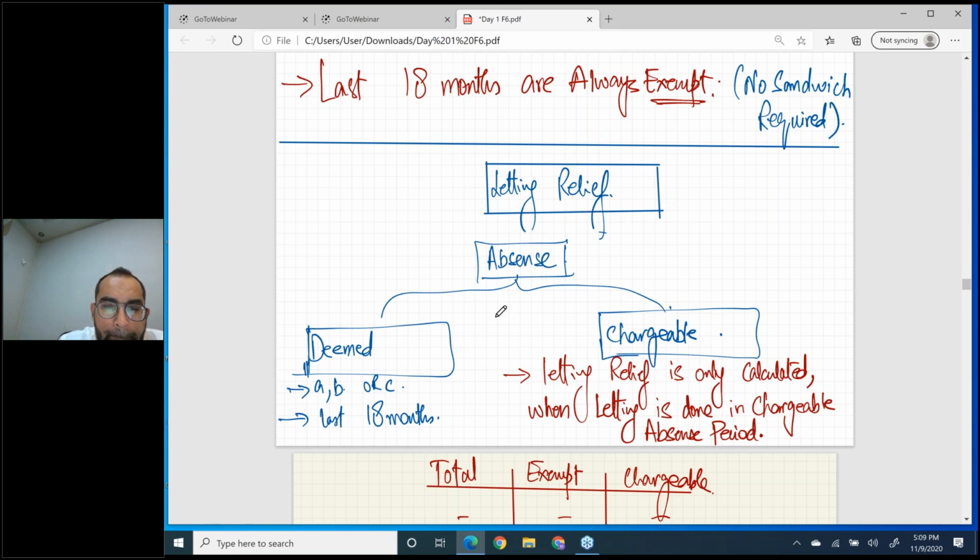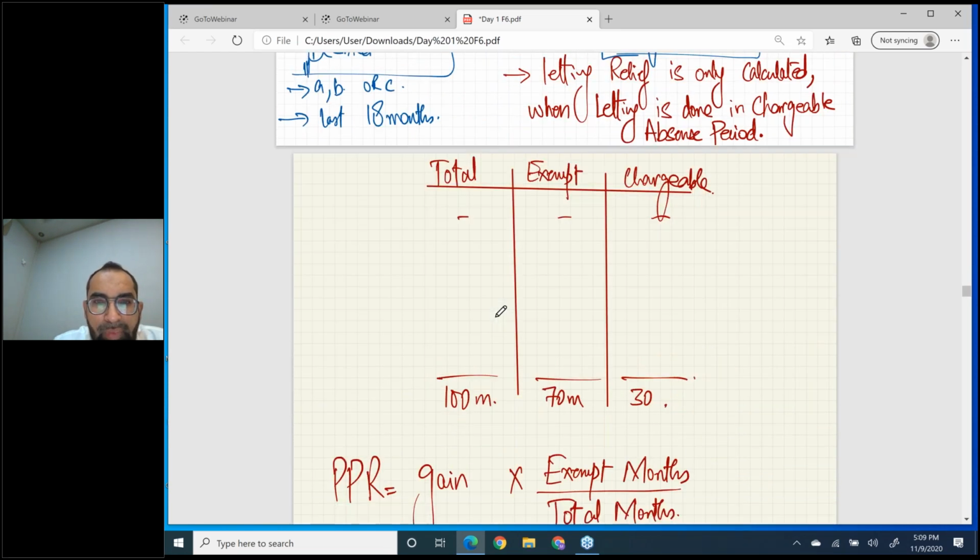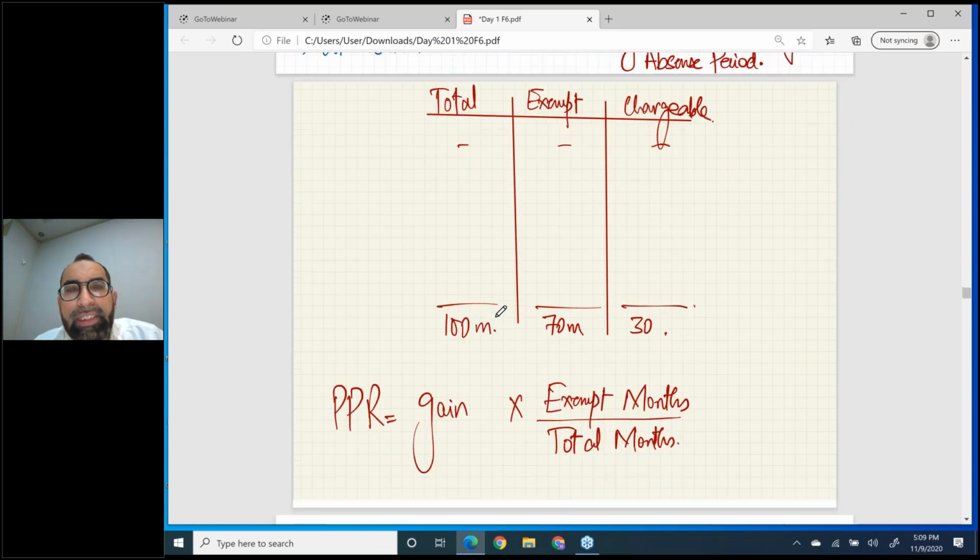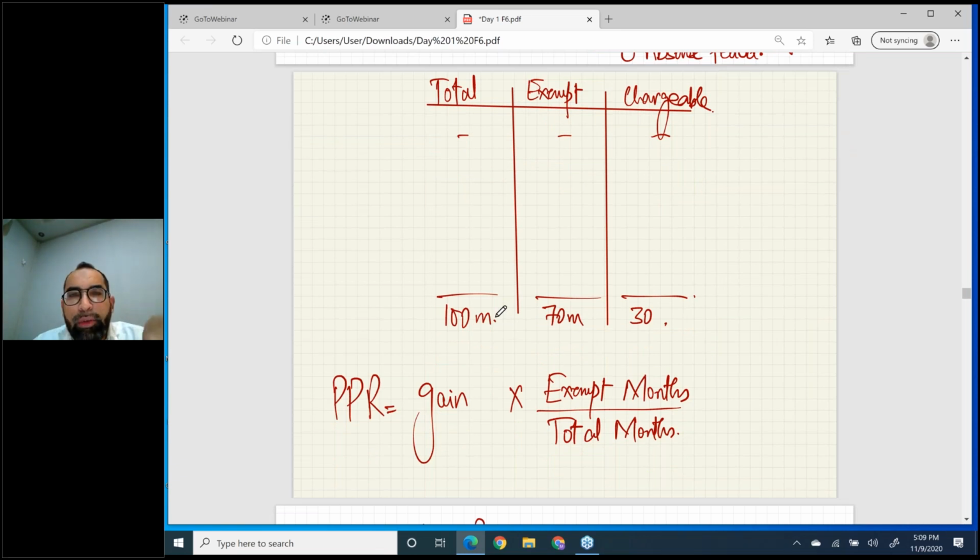Okay, now I hope you remember these three columns. That's how we do it: total months, exempt months, and chargeable months. I've just given an example. Now see, what is the formula of PPR? The formula of PPR is gain multiplied by exempt months divided by total months.